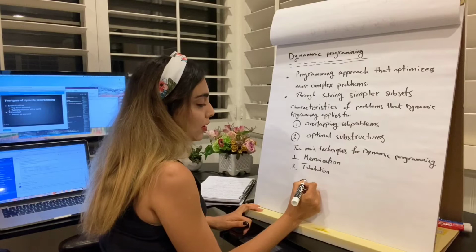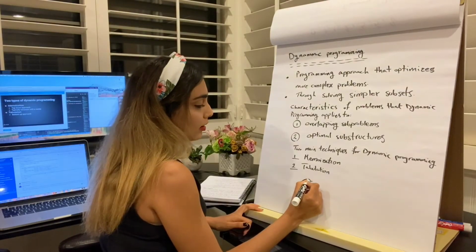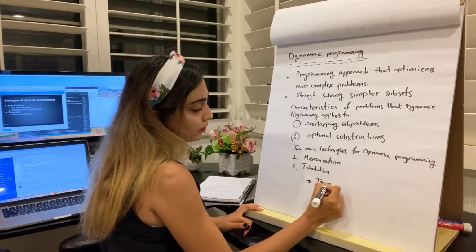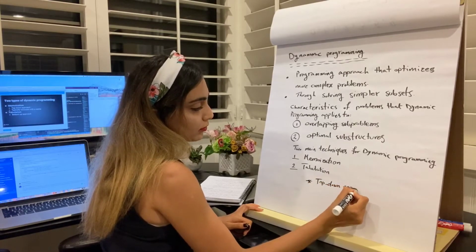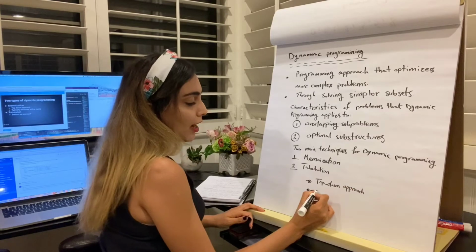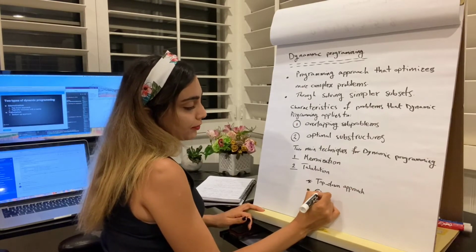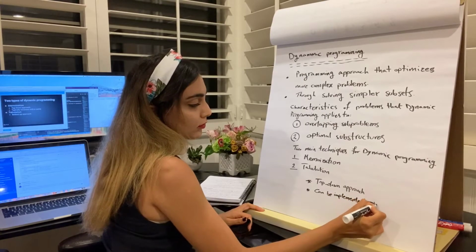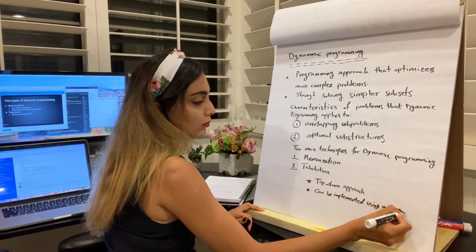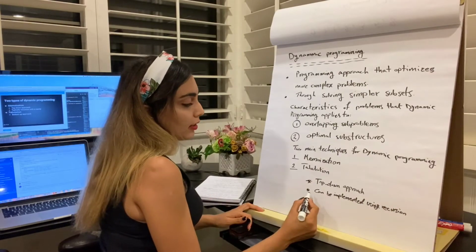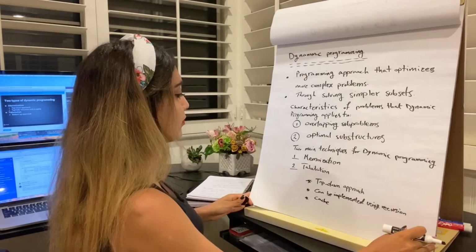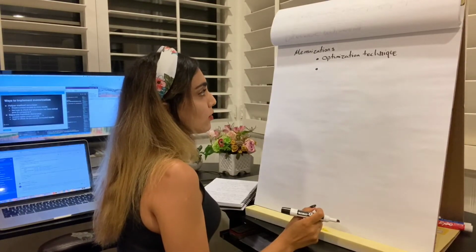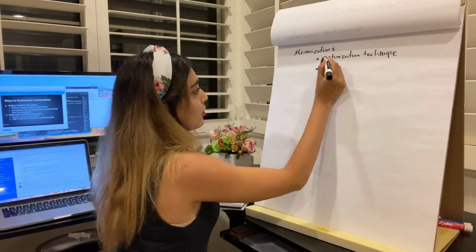So, memoization is, first of all, a top-down approach. It can be implemented using recursion. It only needs an added cache. We have a cache that stores the previously computed results.